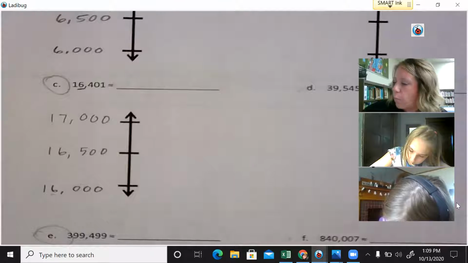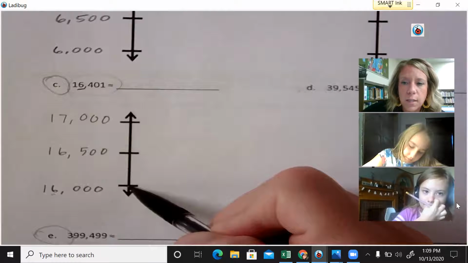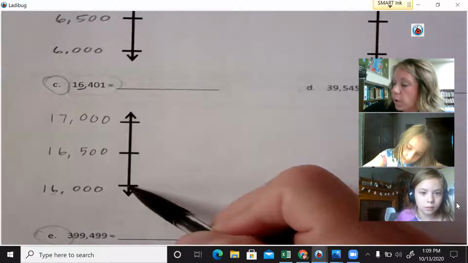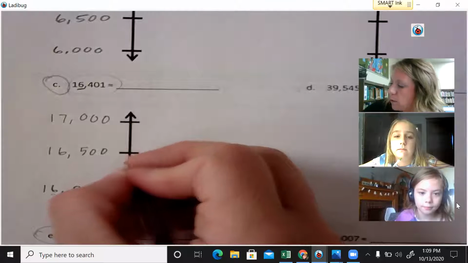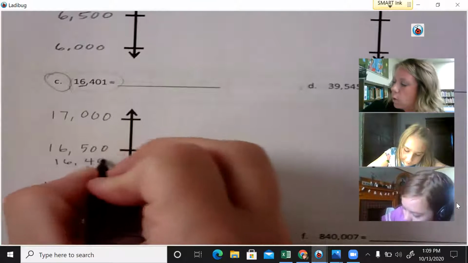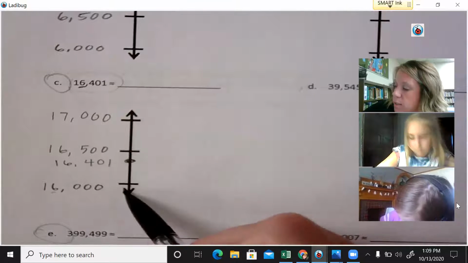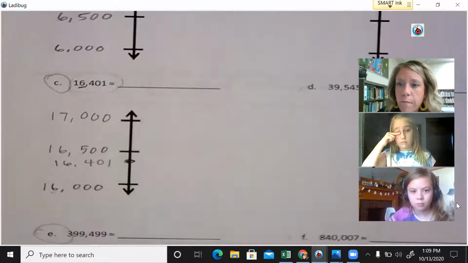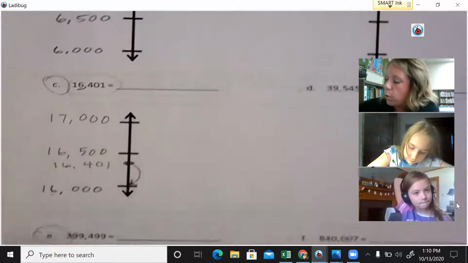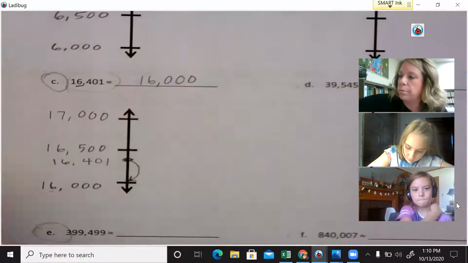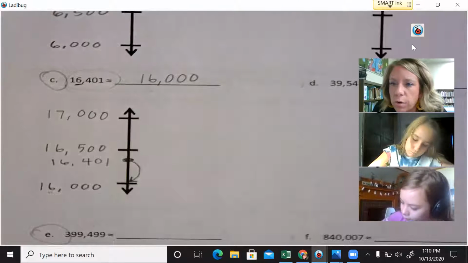Now we have to estimate where this number is going to go. Is it bigger or smaller than 16,000? 16,401. Bigger or smaller than 16,000? Bigger. Bigger or smaller than 16,500? Smaller. So we'll estimate it to be about right here, 16,401. Now, is 16,401 closer to 16,000 or closer to 17,000? 16,000. So we're going to round down. So then up here on your line, you'll write what we rounded to, which is 16,000. Any questions so far?